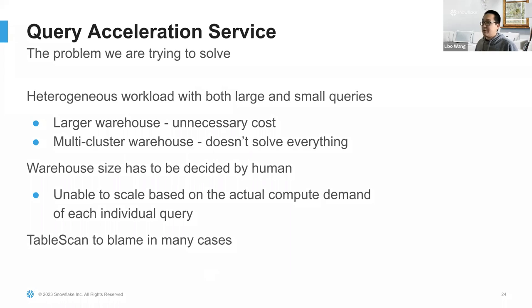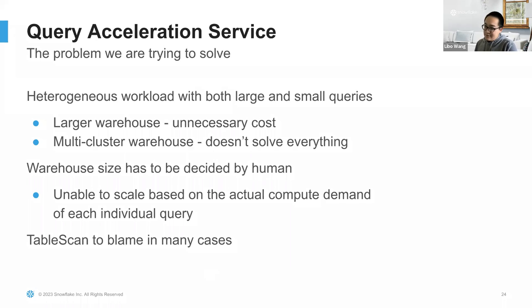And they could also spin up a multi-cluster warehouse, which is basically spinning up copies, duplicates of the virtual warehouse. For example, if you have a small warehouse, which contains two servers, you could make this multi-cluster. So there might be multiple clusters of two servers, and each query is executed in at most one of those clusters. So this doesn't solve everything because, as I just said, a query cannot be executed on multiple clusters. So the execution time of those large queries is still high.